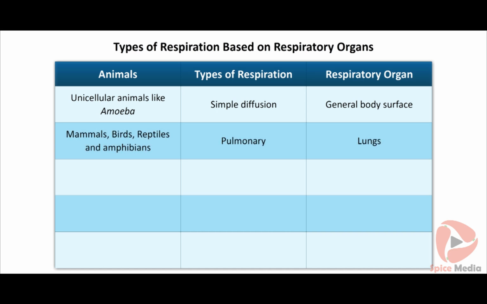Animals like mammals, birds, reptiles and amphibians have pulmonary respiration. The respiratory organ involved in pulmonary respiration is the lungs. Fishes, crabs, and tadpoles of frogs have branchial respiration. Gills are the respiratory organs involved in this type of respiration.